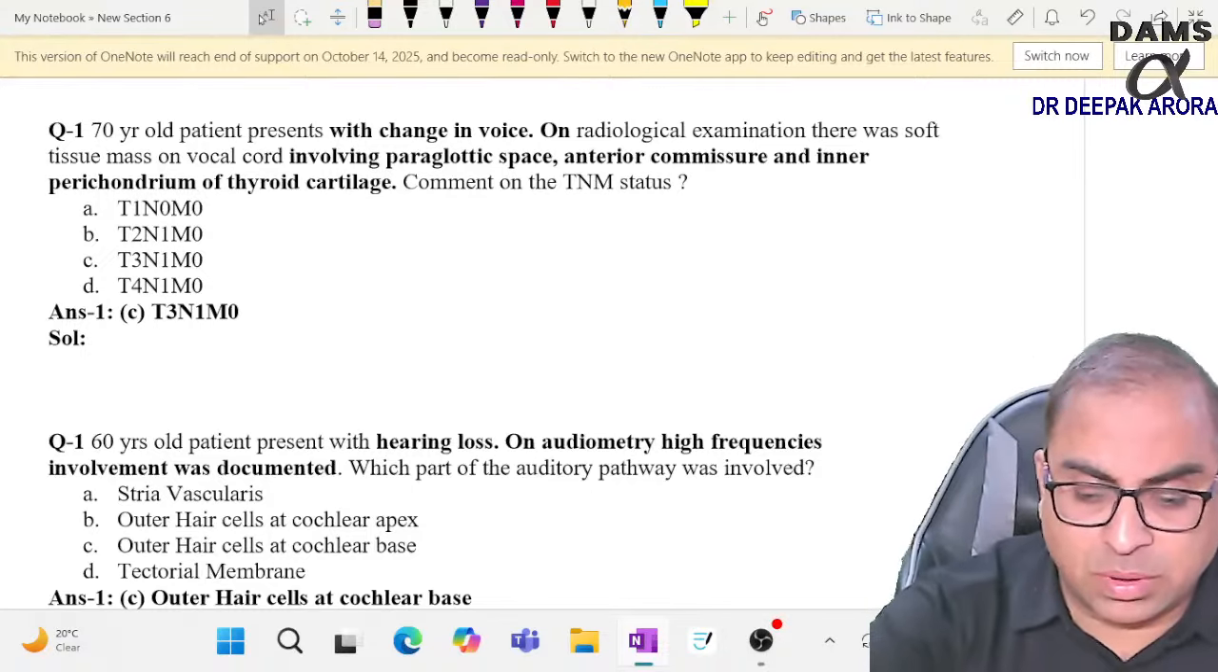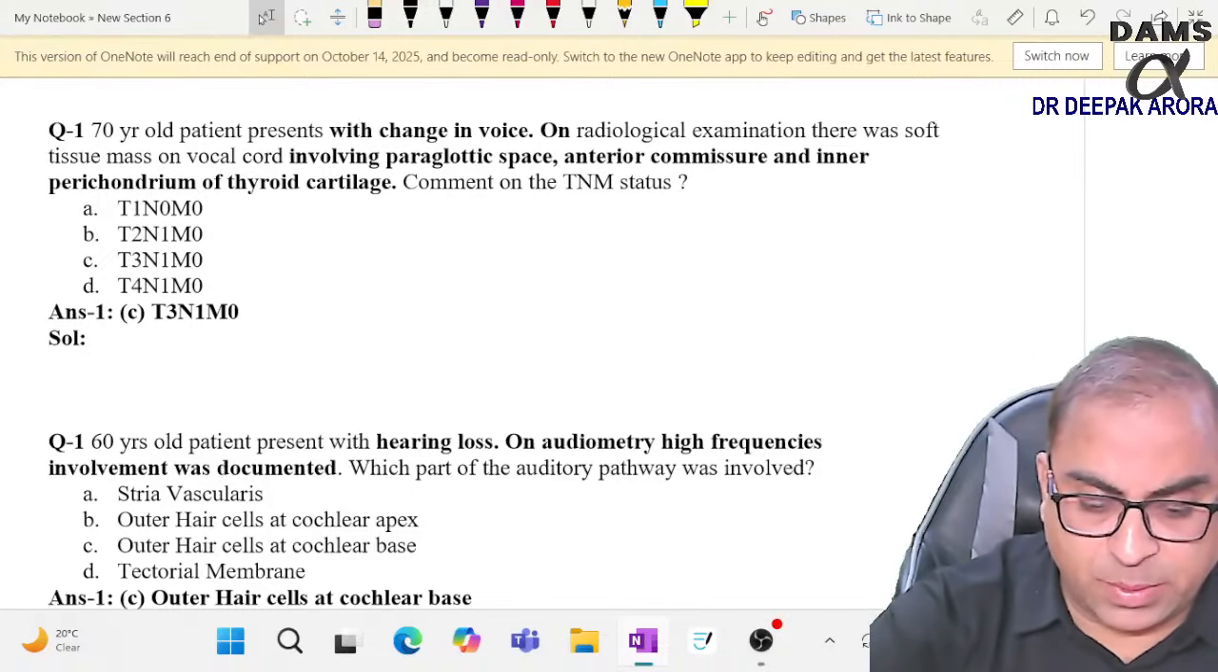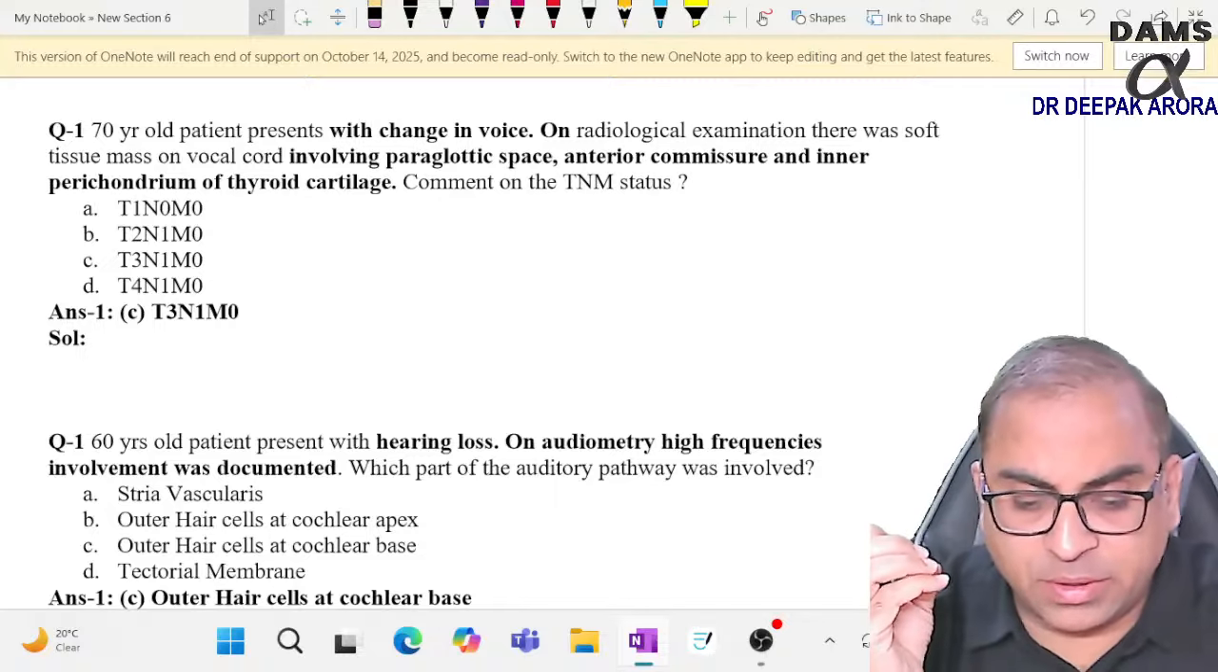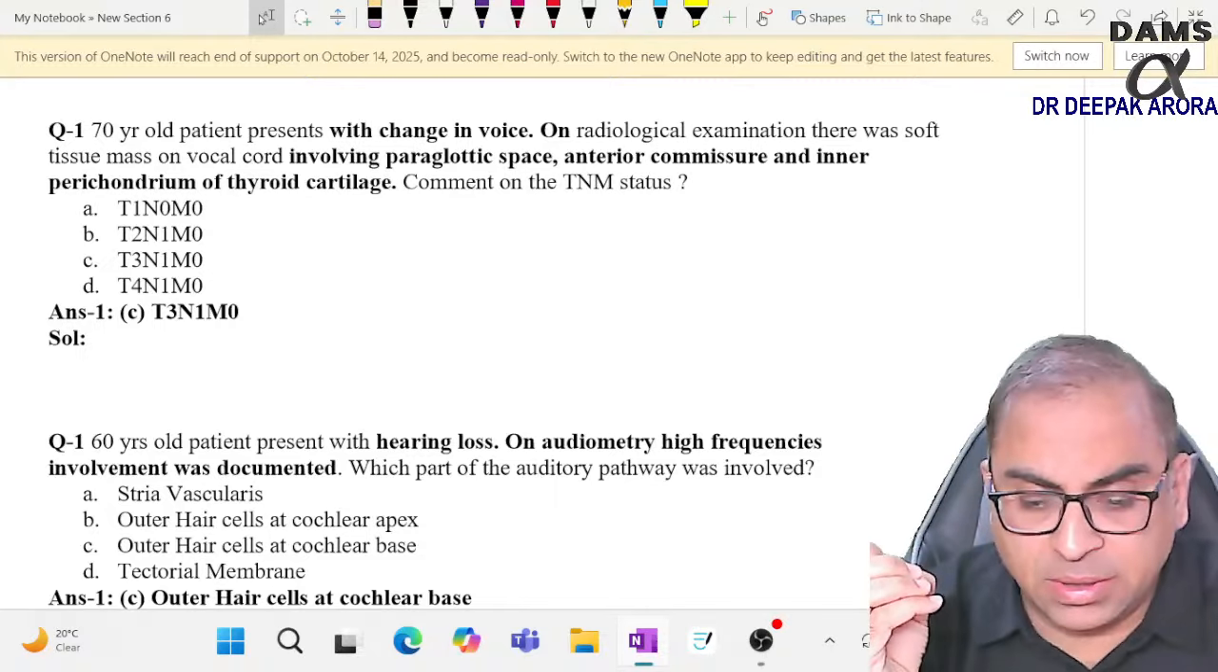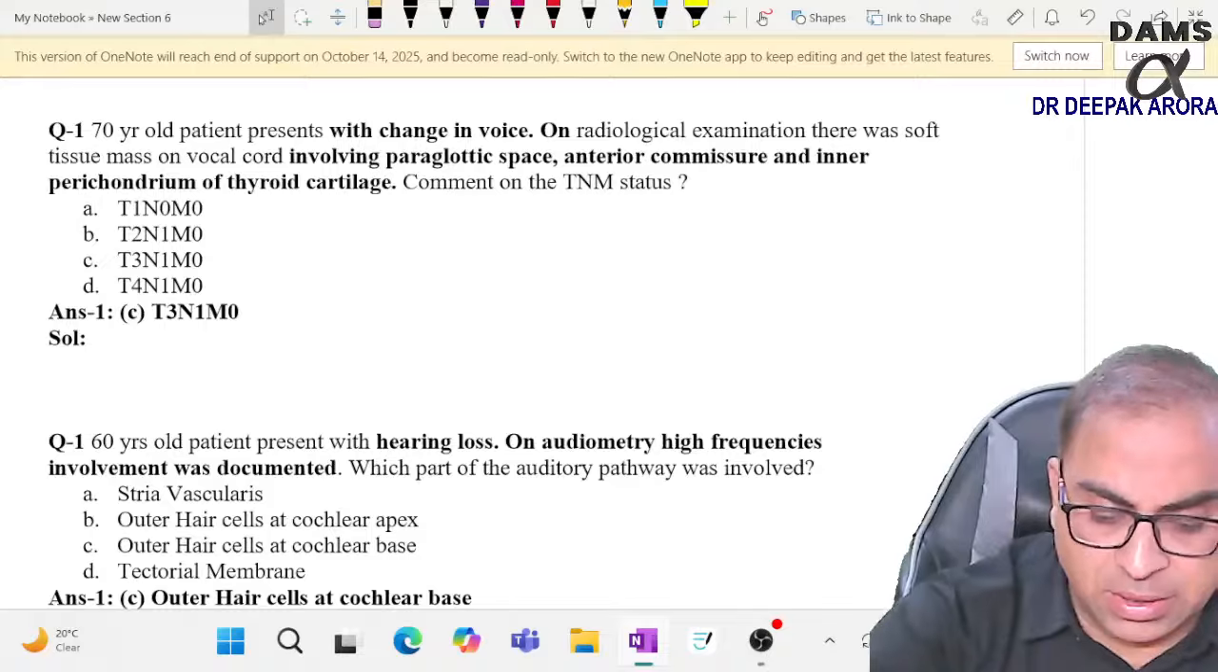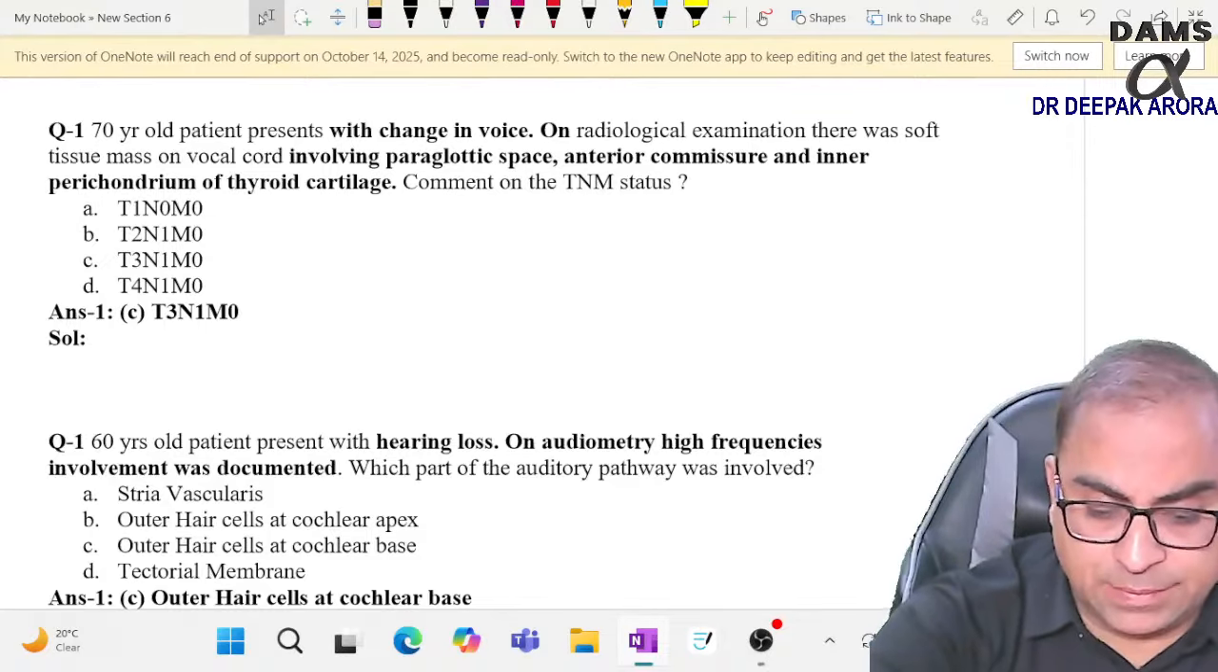Clear? So everyone actively participate in the chat box, actively participate in the discussion, and let's make the discussion interactive. Clear? Is audio video fine? Can you update?